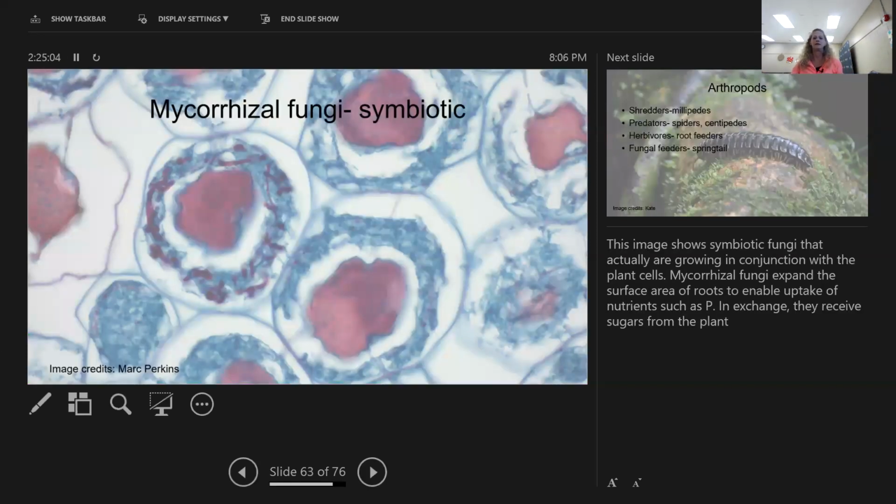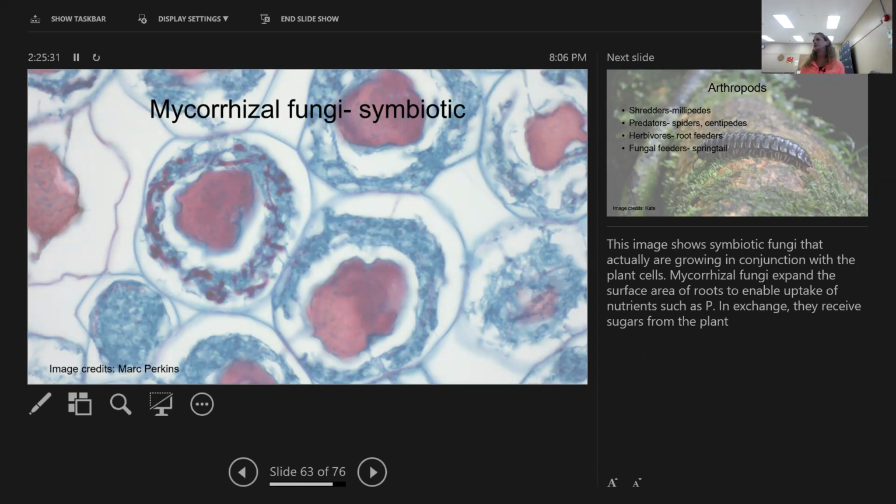Okay. This is just the mycorrhizal fungi under the microscope. It's growing in conjunction with the plant cells. That's how the mycorrhiza on those tree roots help each other. They can expand the surface area of the roots and enable the uptake of nutrients such as phosphorus. In exchange, they receive the sugars from the plant. So it's a symbiotic relationship rather than a parasitic.